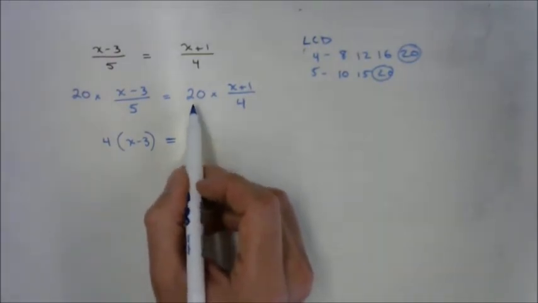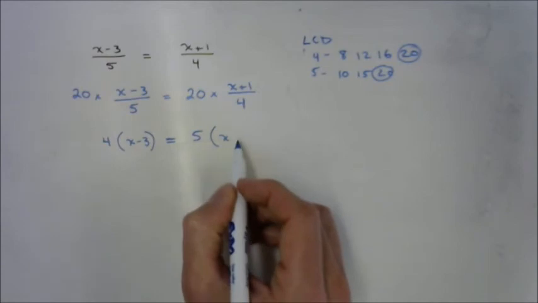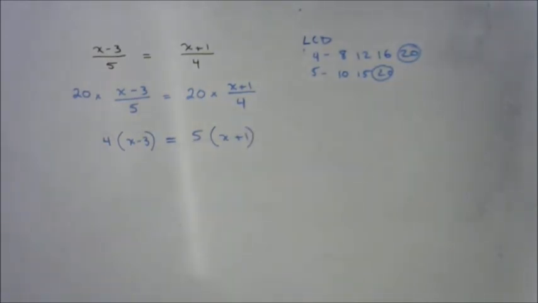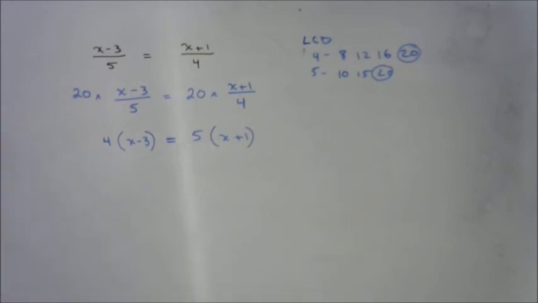On the right-hand side, it's going to be 5. Why is it going to be 5? 20 divided by 4 is 5. What about the left side? 20 divided by 5 is 4. Okay, I get it. Next step.